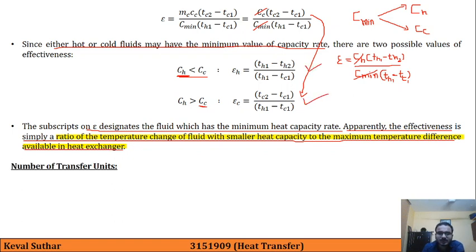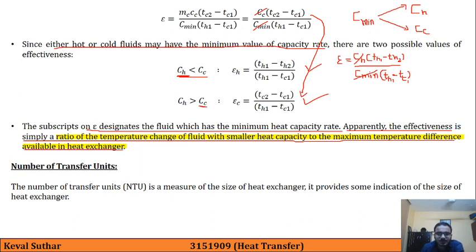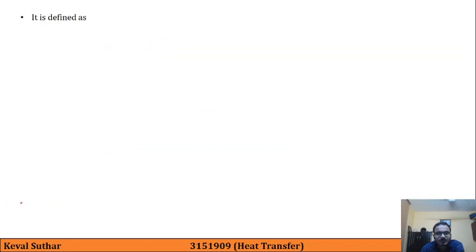Now the next is number of transfer units. It is a measure of size of heat exchanger, and it provides some indication of size of heat exchanger that we will see. It is defined as UA upon MCCC when MHCH is greater than MCCC. So UA upon the minimum capacity rate, that is in this relationship.